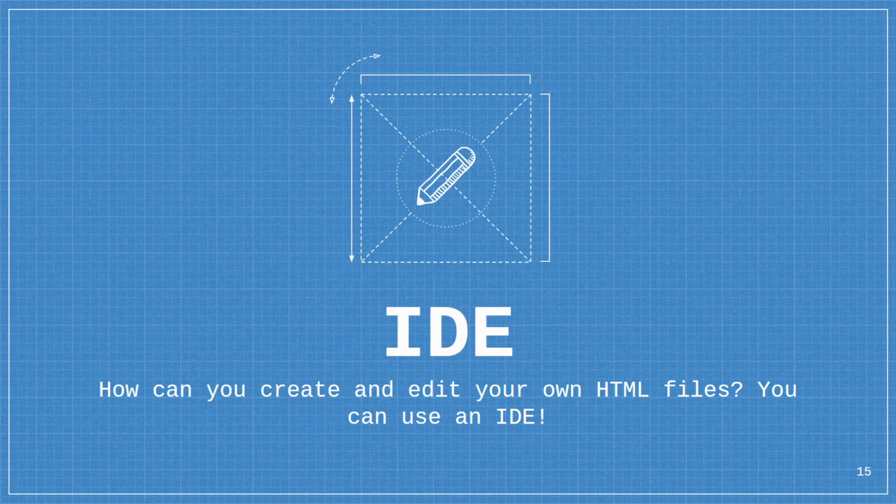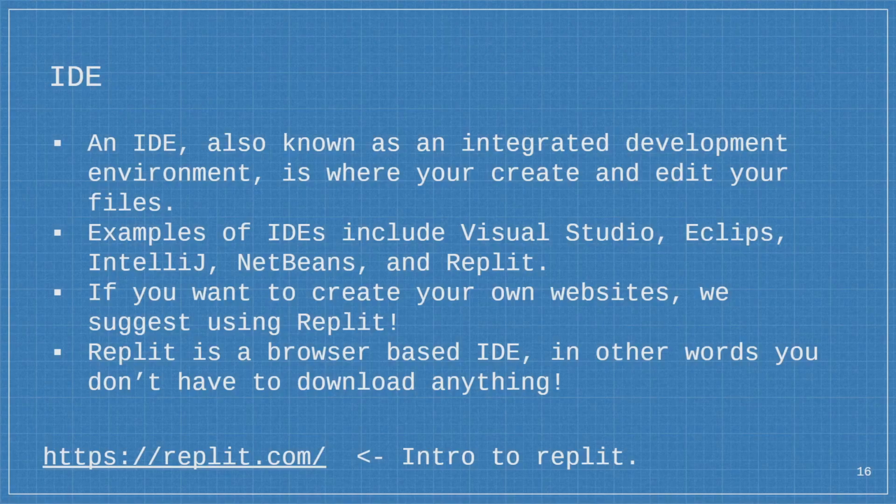So you might be wondering where we create these HTML files and how we edit them. Well, we can create and edit our own HTML files in something called an IDE. An IDE is an integrated development environment, and it's where you create and edit your files, and this can be HTML files or other files that we'll talk about later. Examples of IDEs include Visual Studio Code, Eclipse, IntelliJ, NetBeans, and Replit.